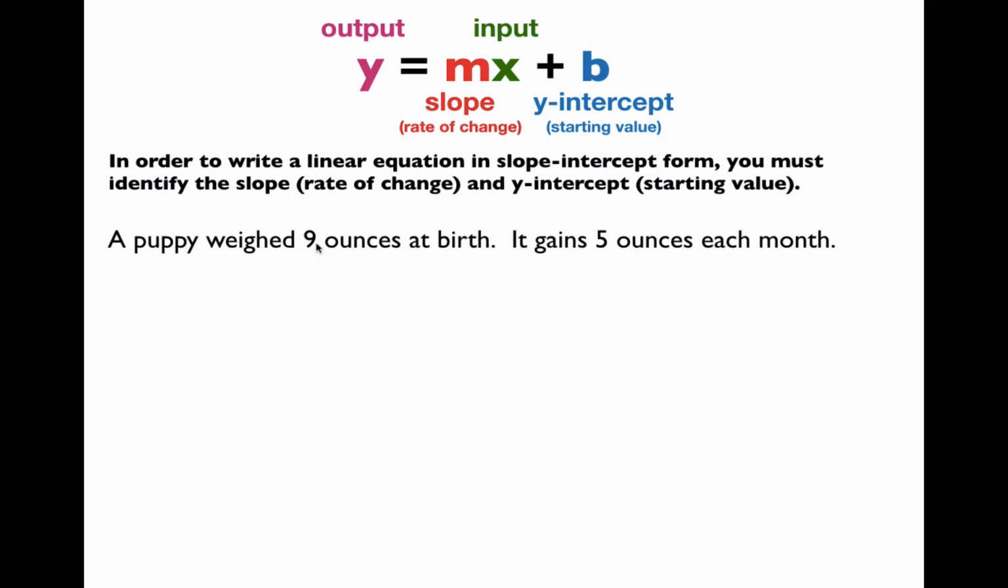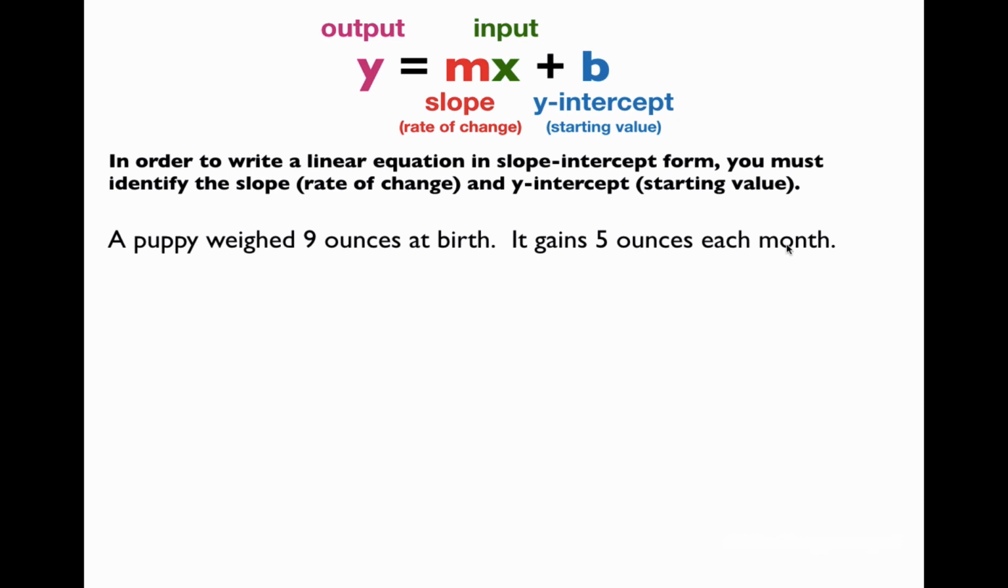A puppy weighed 9 ounces at birth. It gains 5 ounces each month. So how are we going to write this? What's the rate of change? And what's the y-intercept, or the starting value? Well, its starting value, it started at 9 ounces at birth, and it gains 5 ounces every single month.